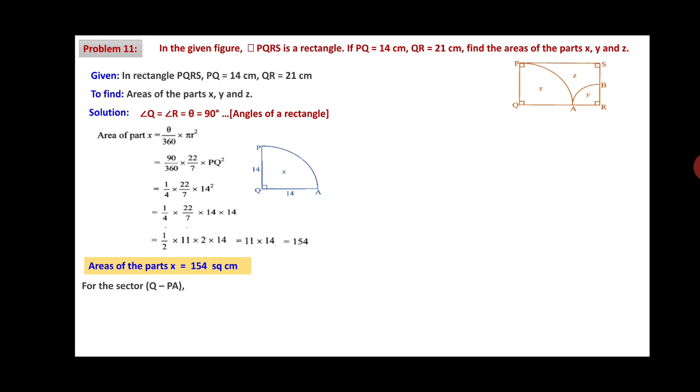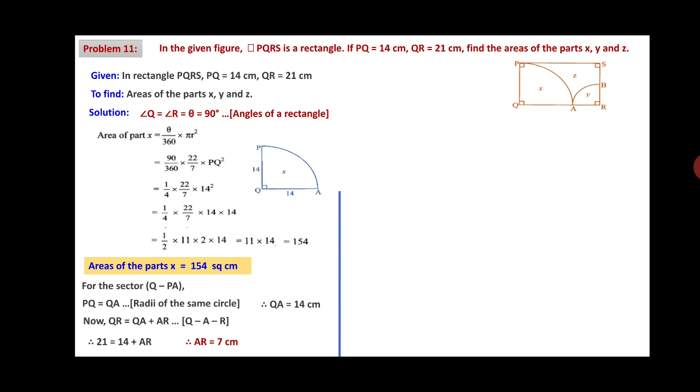For the sector QPA, we have PQ is equal to QA, radius of the same circle. Therefore, QA is equal to 14. Now, QR is equal to QA plus AR. Therefore, you can write 21 is equal to 14 plus AR. Therefore, you are getting AR is equal to 7.